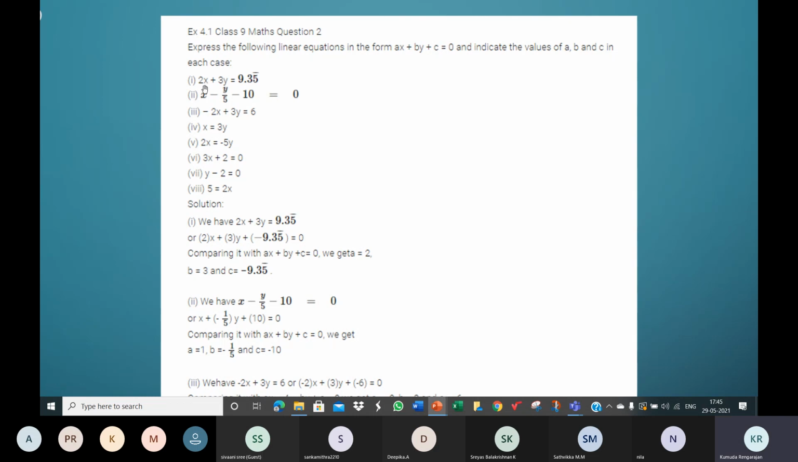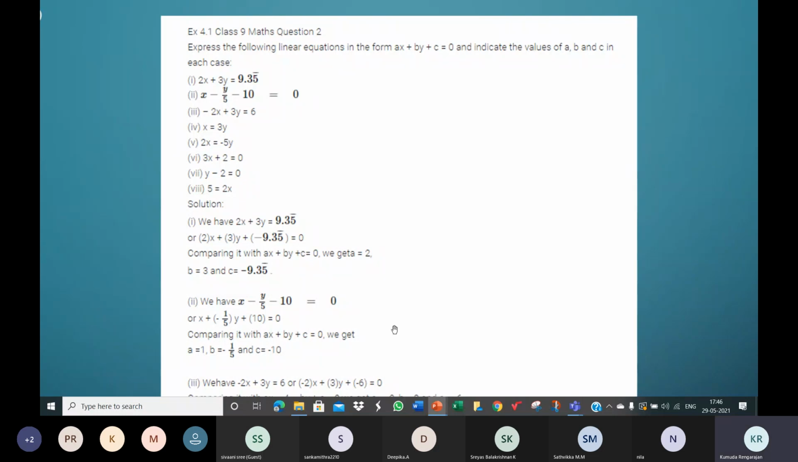So if you take the second one, children, the equation given is x minus y by 5 minus 10 is equal to 0. This is the equation given. It's already in the standard form. See, we have x, y, and the constant, everything on one side is equal to 0. It's already in the standard form.